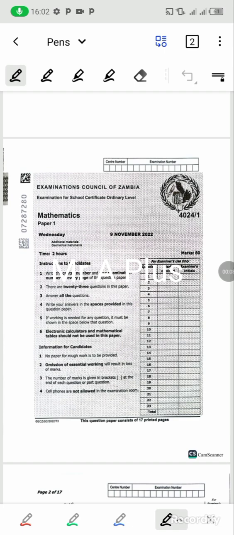So today we are going to look at this particular past paper, and this is paper 1, 2022 internal. Okay, so to start with, we are going to look at question number 1 up to question number 10, because this particular paper consists of 23 questions. So we are going to do it in parts. So let's start with the first question.